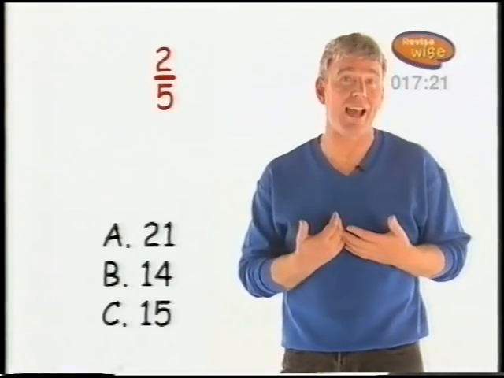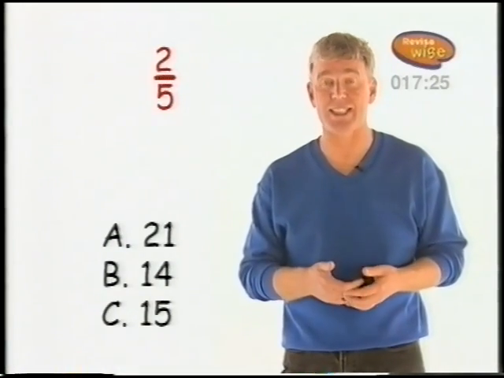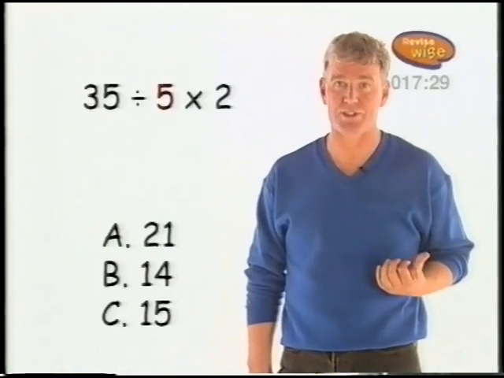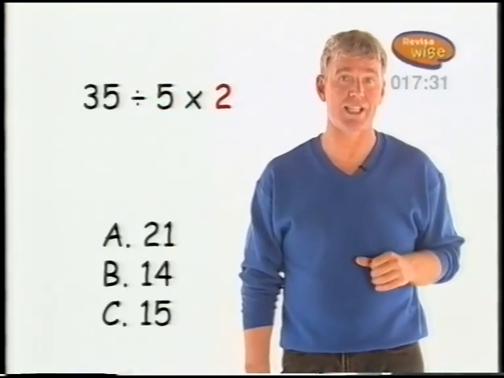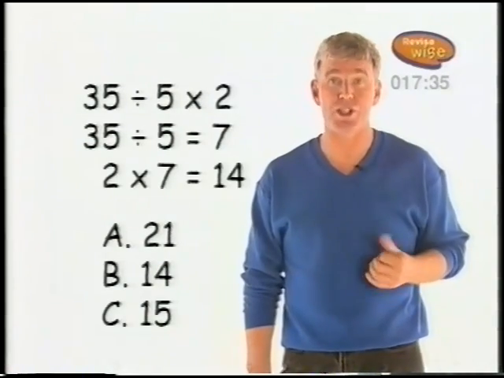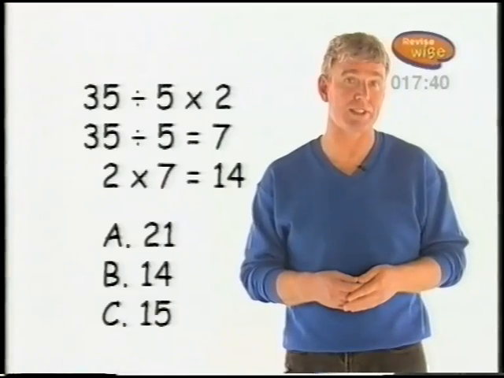Let's work out the answer. If we have 2/5 boys, then the actual number of boys in the class is 35 divided by the denominator, that's 5, times the numerator. 5 into 35 is 7. 2 times 7 is 14. So we have 14 boys.